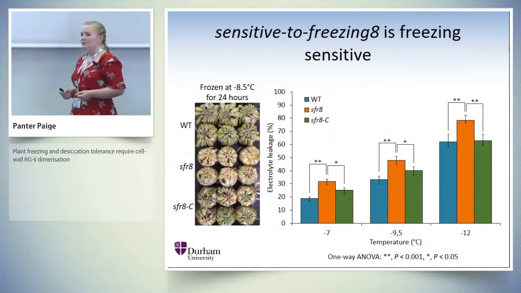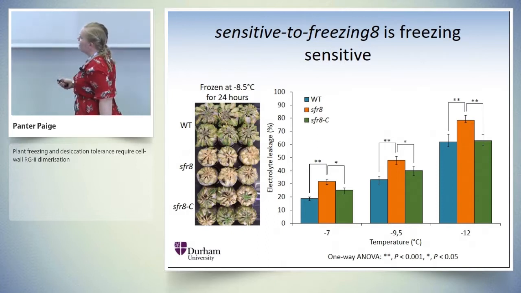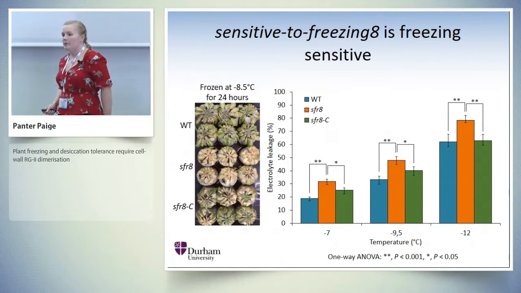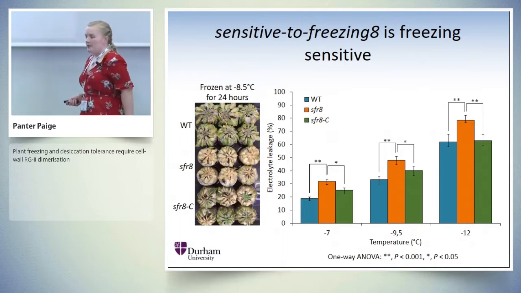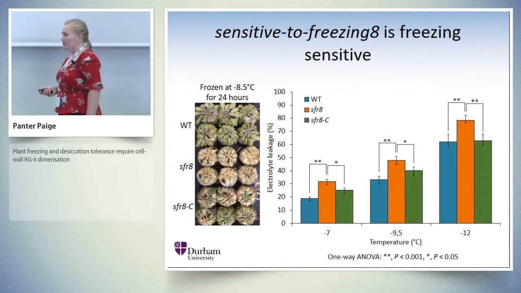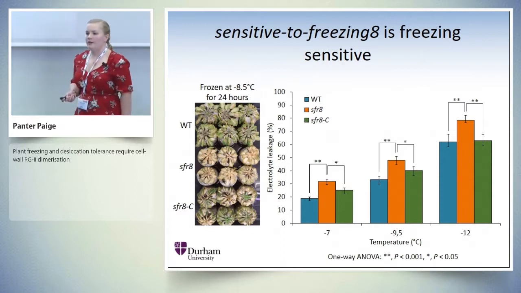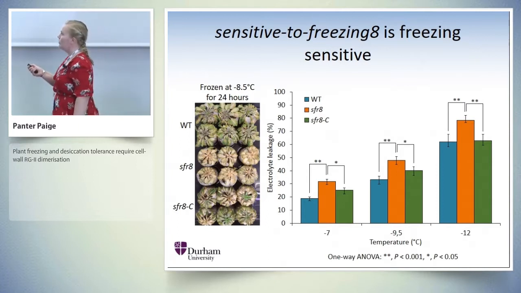And as you may deduce from the name, SFR8 is sensitive to freezing temperatures. We can show this quite nicely by taking mature Arabidopsis plants and exposing them to minus 8.5 degrees centigrade for 24 hours. Then after 7 days of recovery in normal growth conditions, we can see quite clearly that the mutant, the SFR8 plants, aren't able to survive that exposure, whereas in the wild type and in a complemented line, there's still evidence of growth in those plants.